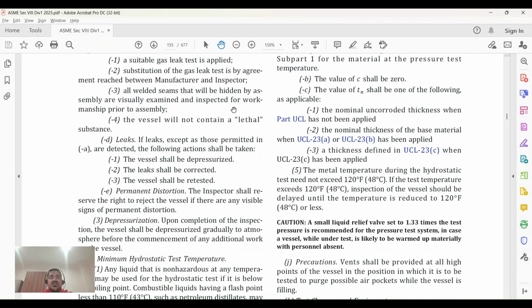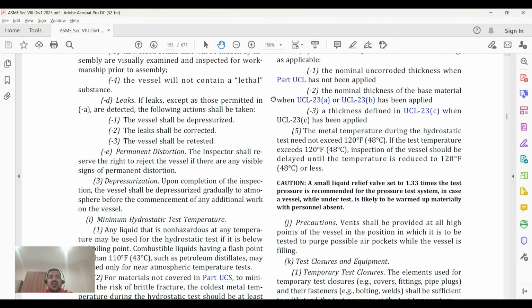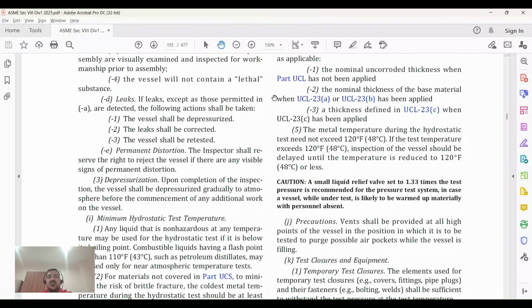All welded seams that will be hidden by an assembly shall be visually examined and inspected for workmanship prior to the assembly. The vessel will not contain a lethal substance.